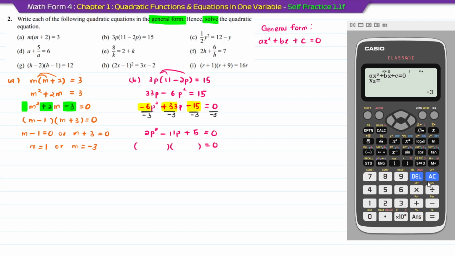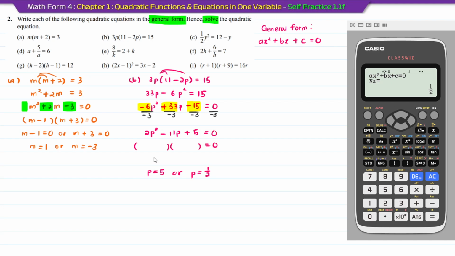From your calculator here, just press the AC button, so you go back to the menu of functions again. Press 2 for the A, negative 11 for the B, and 5 for the C. Press equal again. Remember the variable here is p. The first one is p equal to 5, and the second one is p equal to 1 over 2.